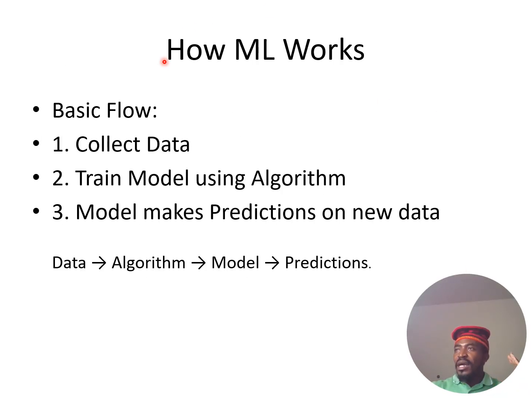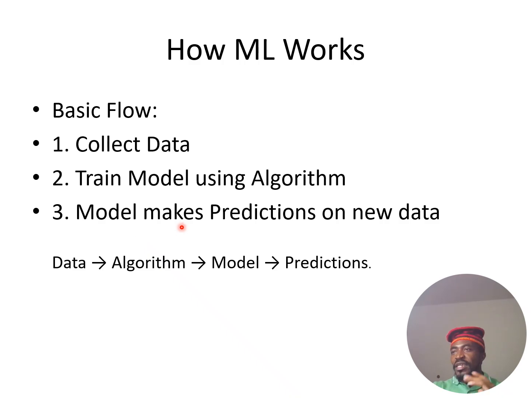So how does machine learning work? The first thing we need to know here is that you start with the data. Before you build any machine learning application, you need to think: what kind of application am I building? What kind of data should I use? When you get the data, you now have to train that model using an algorithm. We are going to see the different kinds of algorithms as we move into the different types of machine learning.